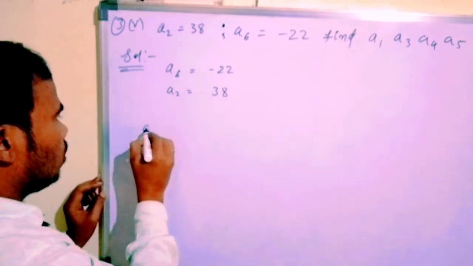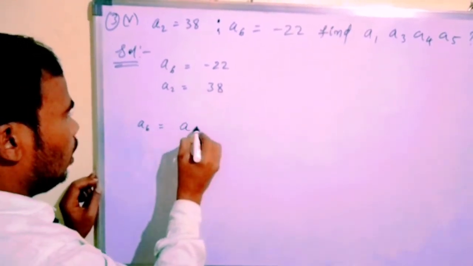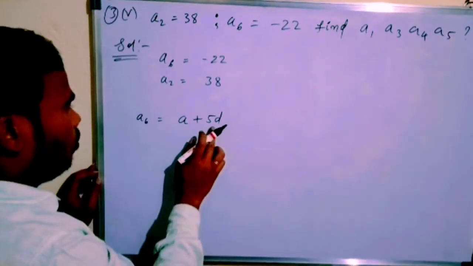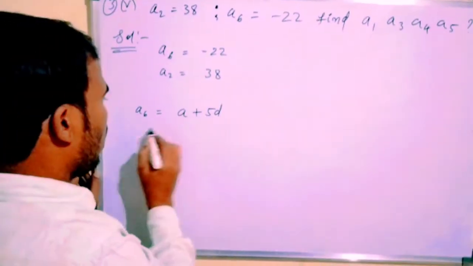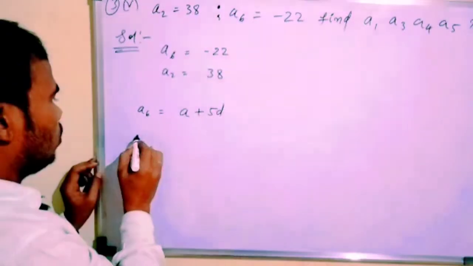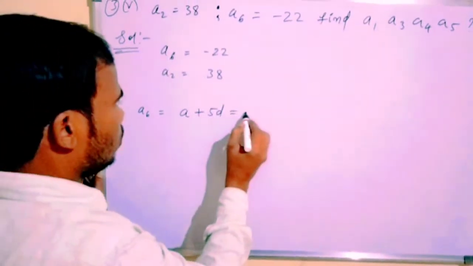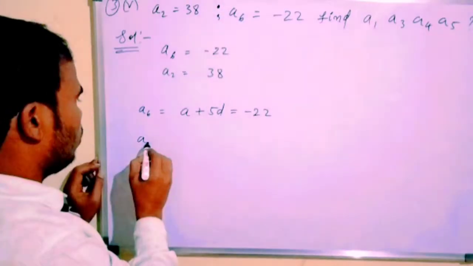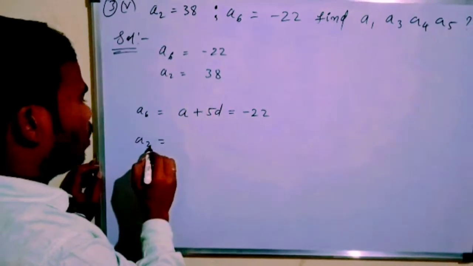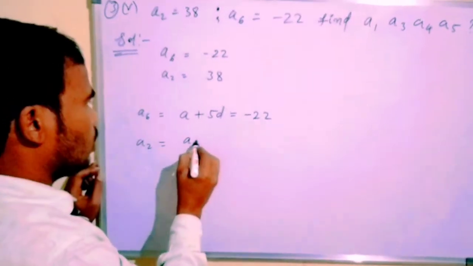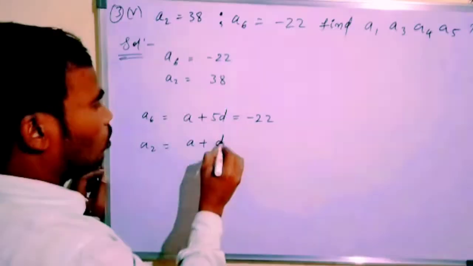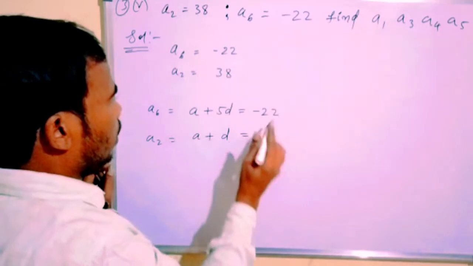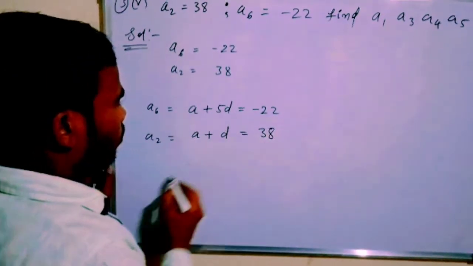So this a6 means what? a6 is equal to a plus 5d. So how much is the a6 value given? Minus 22. So write minus 22. And one more, how much is a2? 38. Now what does a2 mean? a plus d, only single d. So 38 is there, so write 38.